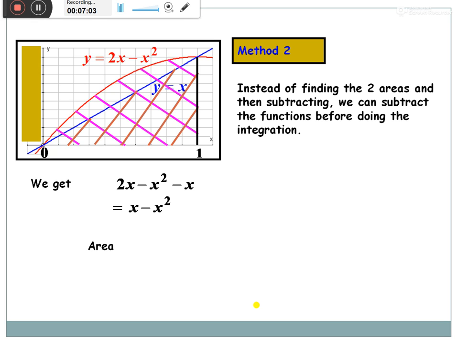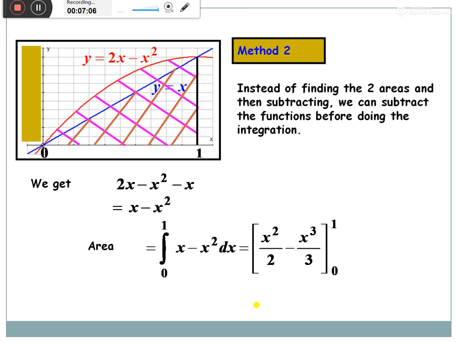And then its area is equal to integral 0 to 1 of x minus x square dx, and that is equal to x square by 2 minus x cube by 3. And then substitute upper limit minus lower limit, and you will get 1 by 2 minus 1 by 3 minus 0, that is equal to 1 by 6. Answer will be the same.